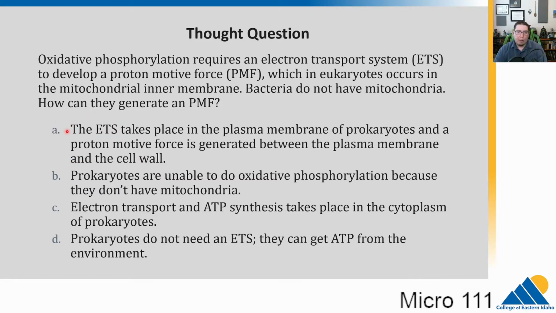So in prokaryotes, the plasma membrane's there, and then they have the cell wall that's outside of that. So the hydrogen ion gradient is between the membrane and the cell wall. The hydrogens go in there, and then they flow back through ATP synthase. So it's not like they're just going out into the environment. That space between the membrane and the cell wall is actually quite important for bacteria to be able to generate their energy.